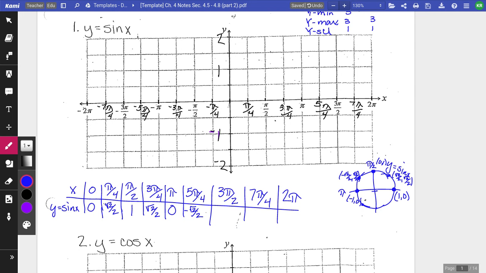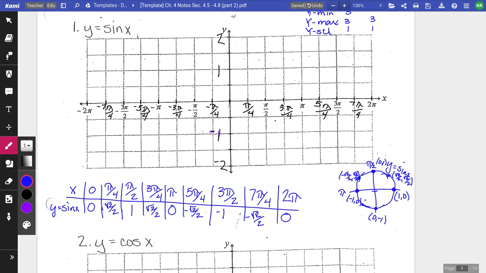At 3 pi over 2, that's down here, so this is the ordered pair (0, negative 1). The y value is negative 1. At 7 pi over 4, the y value is negative root 2 over 2. At 2 pi, you are back around. We've done one complete rotation, and the y value is 0.